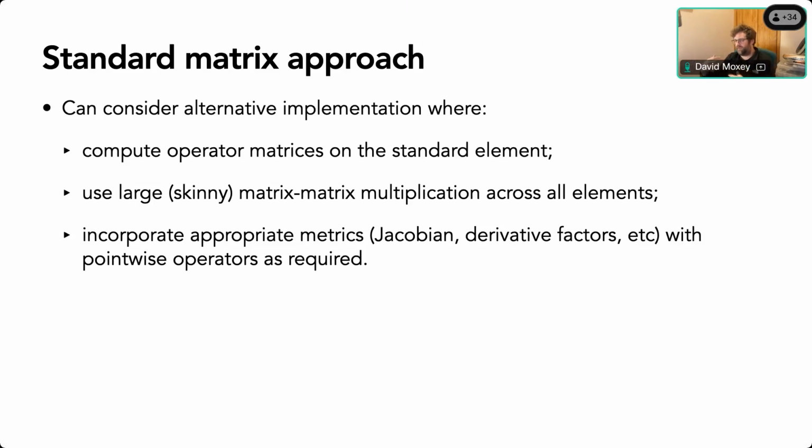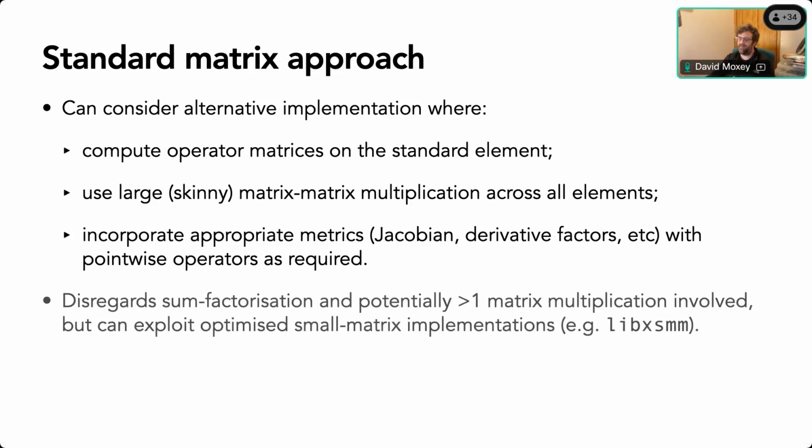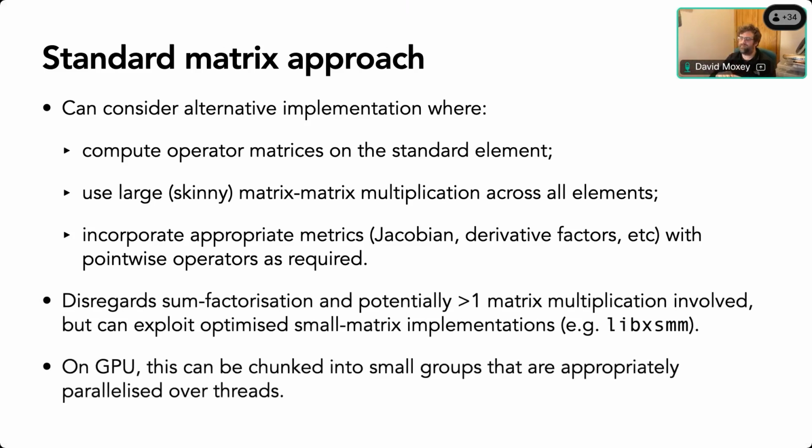The only problem is that you have to incorporate some appropriate metrics into that. So you have to, for example, account for Jacobians, derivative factors, and so forth. It may be as well that you need to do multiple matrix operators depending on the complexity of your operation. So it disregards some factorization, but it does allow you the possibility to exploit more optimized small matrix implementations, such as libxsmm, which is a very cool library for generating just-in-time compiled kernels for gemm operations for very small matrices. And you can do a similar thing on GPU. You can just chunk this into small groups that are appropriately parallelized over threads.